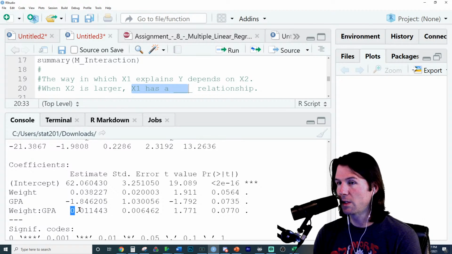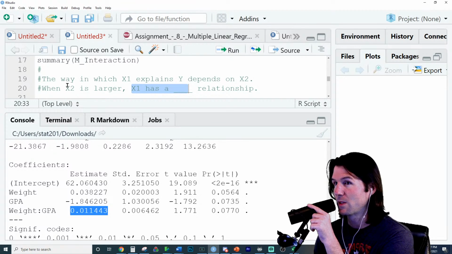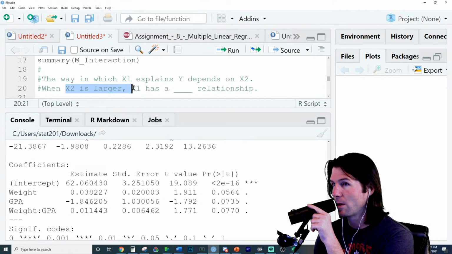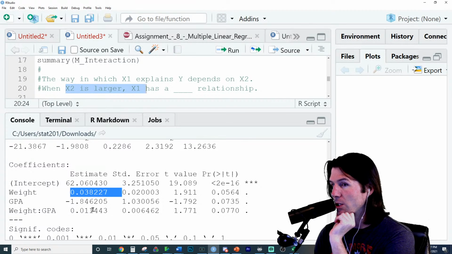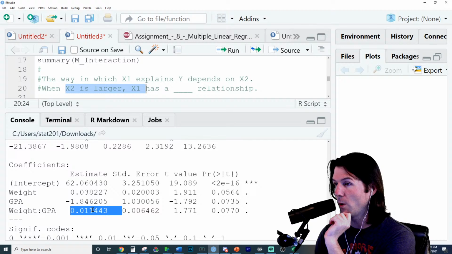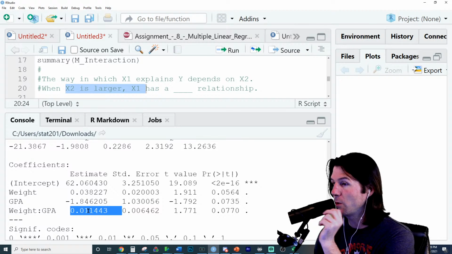So think about this. We're going to be using this number here as when we have here when GPA. I made a mistake there. When GPA is higher, weight will have a what relationship? So here's the original relationship. And as GPA goes up, weight will have a what relationship? So if this is the original, and if this is positive, the relationship will just get blanker.